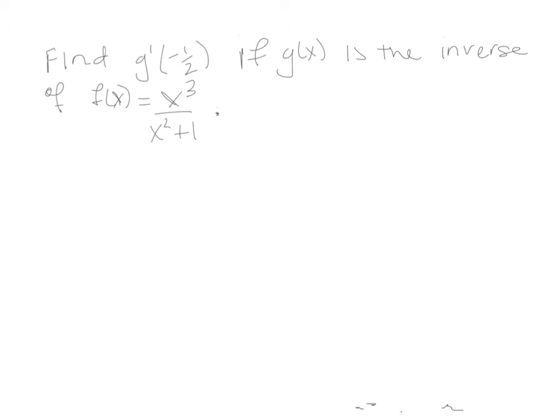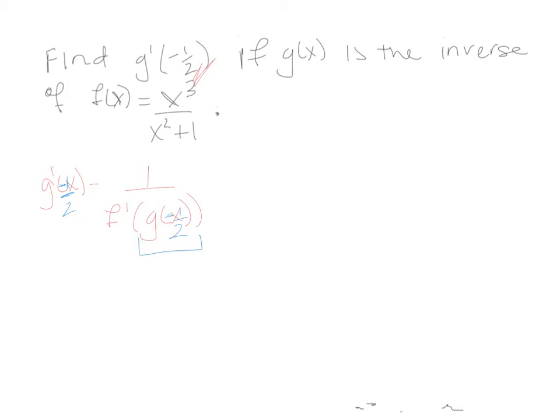Okay, so this is one more example of this formula that I have given you: g prime of x equals 1 over f prime of g of x. In this case, we actually have a g of x. It's negative 1/2. So we're actually finding this specifically at g prime of negative 1/2. So the first thing I need is what is g of negative 1/2?